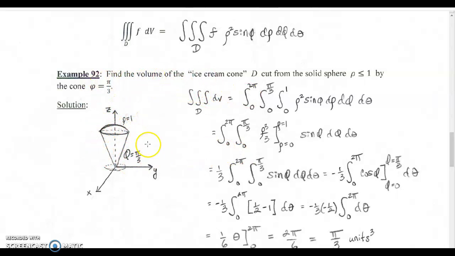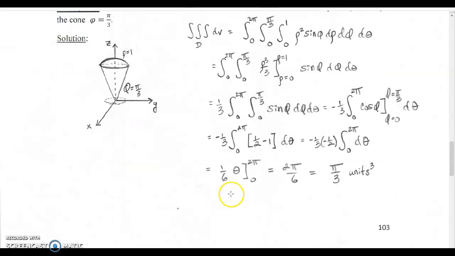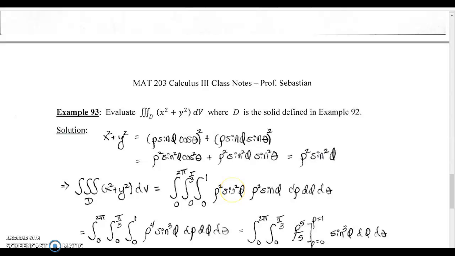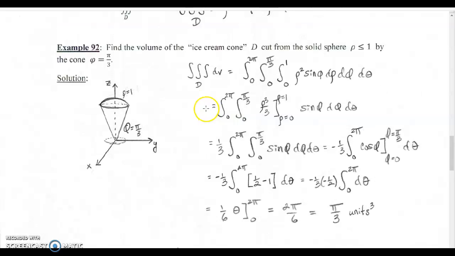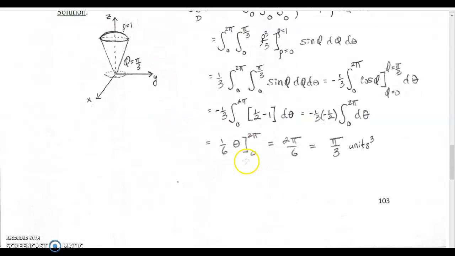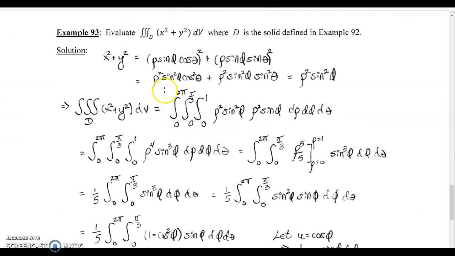Okay, so remember, this is the cone phi equals pi over 3, and then we're cut from the solid sphere rho is less than or equal to 1, so that would go all the way around, but we cut the ice cream cone out of that sphere with this cone. Okay, now I want to integrate x squared plus y squared. I just don't want the volume like I did here. So in this case, I want to integrate x squared plus y squared.